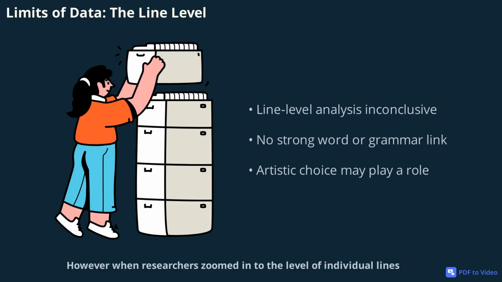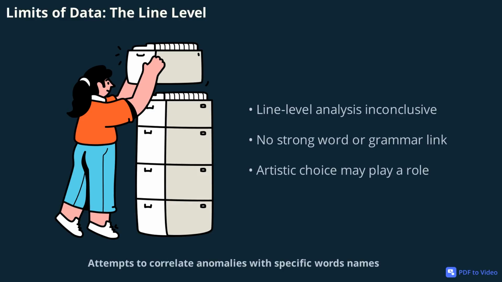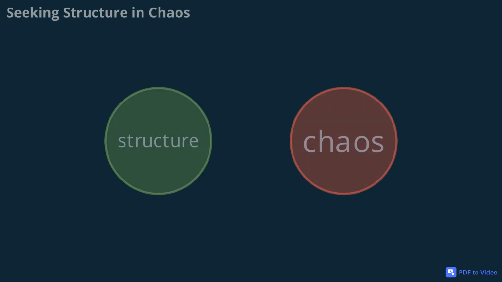However, when researchers zoomed into the level of individual lines, the picture became less clear. Attempts to correlate anomalies with specific words, names, or grammatical features in the lines themselves did not yield strong results. Even advanced machine learning models could not reliably predict where anomalies would appear. This suggests that while broad thematic patterns exist, the precise placement of anomalies may be influenced by subtler, perhaps even unconscious artistic choices. This brings us to a deeper question.